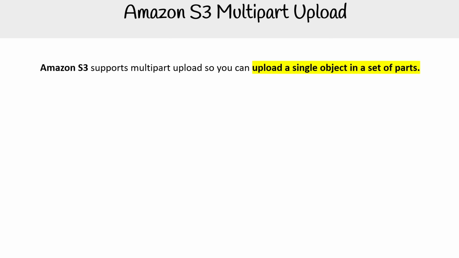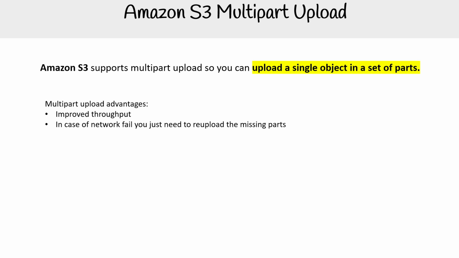So Amazon S3 allows you to do multi-part upload, and that is where when you have a very large file, you can upload it in a set of parts. Why would you want to do this? Well, it can lead to improved throughput. In the case of network failure, you can just re-upload the missing parts as opposed to starting over from scratch.